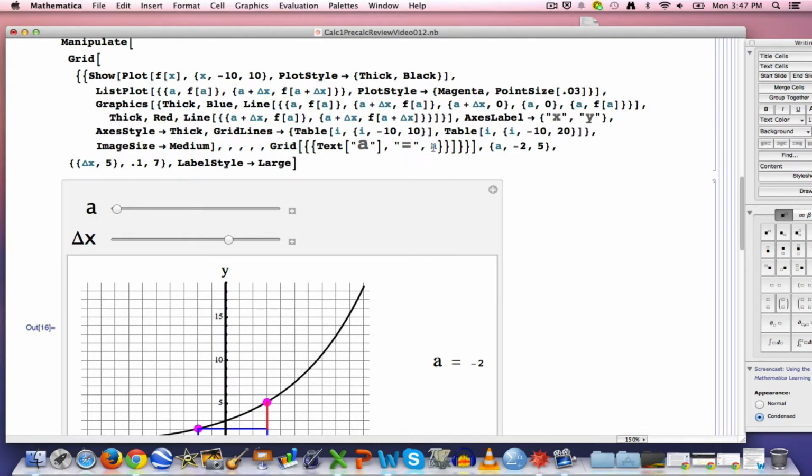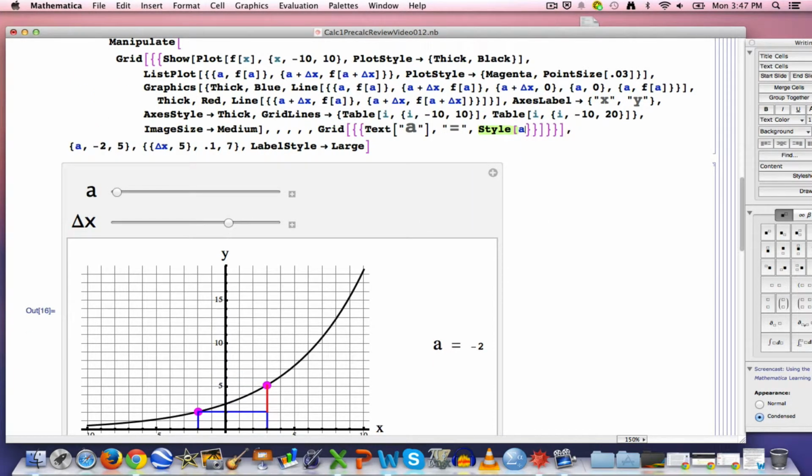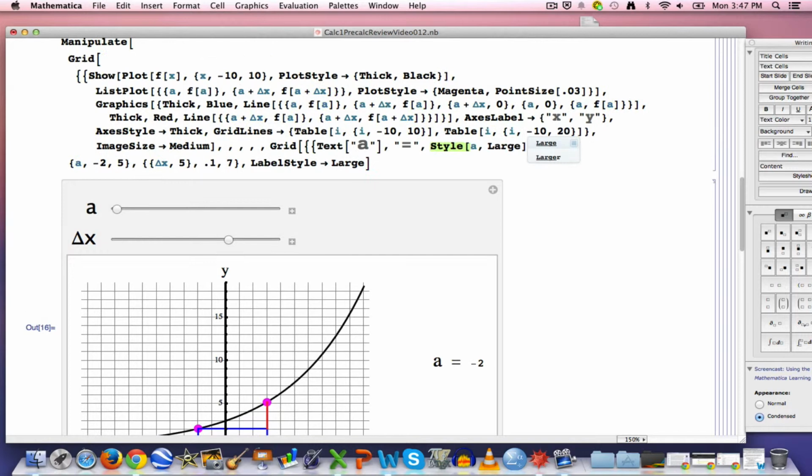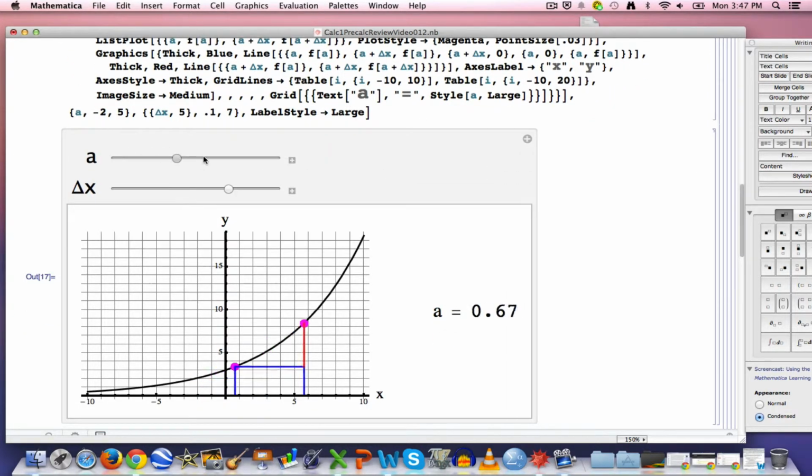How can I make that bigger? I can put that within a style and put the word large after it. There, now the number's bigger. Okay, so as I change A, I can see its value change over here.